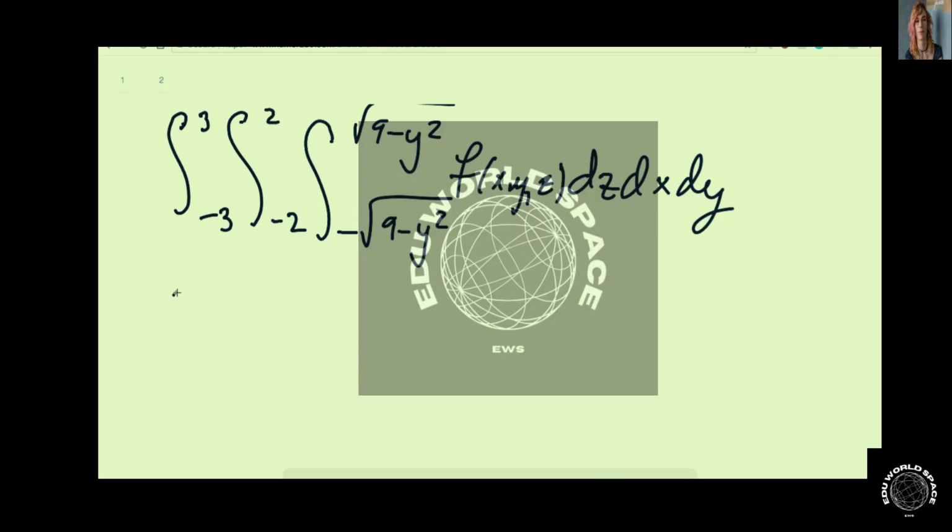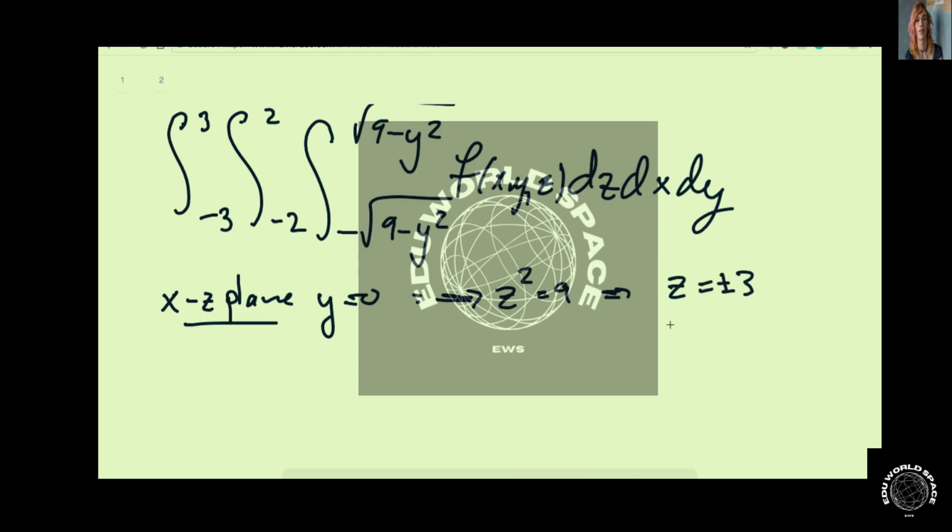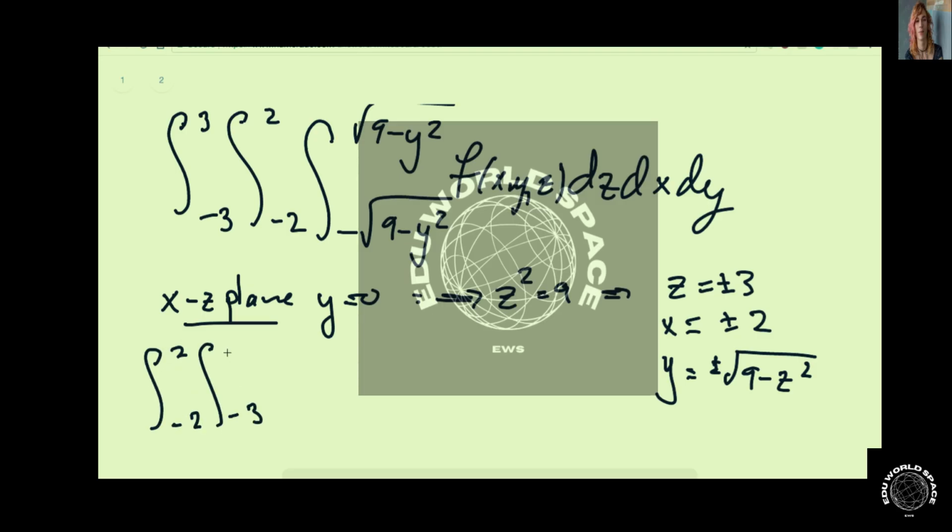Now if we look in, let's say, the xz plane, well, that's when y is equal to 0. So it means z squared is equal to 9. So z is equal to plus or minus 3. X is still always going to be equal to plus or minus 2. And then y is going to be plus or minus the square root of 9 minus z squared. Okay? So we're going to get very, very similar integrals here.